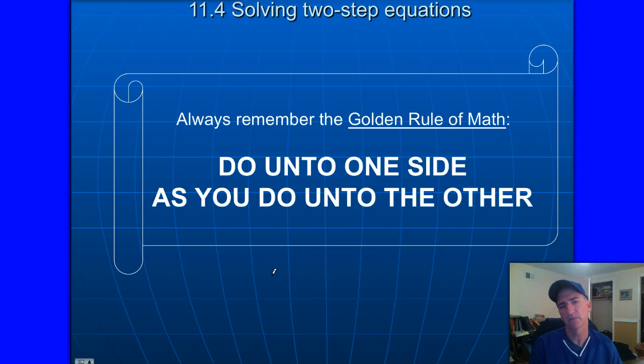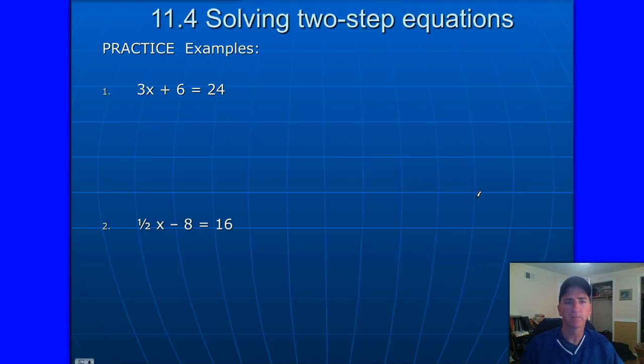But before we do that, just remember the golden rule here. When you choose to do something to one side, make sure you do it to the other side as well. Okay, you're keeping a scale balanced, like this one. If I take a look at number 1, the first thing that my steps said I should do is I should undo this plus 6 by adding negative 6. So I'm going to add negative 6 like that.